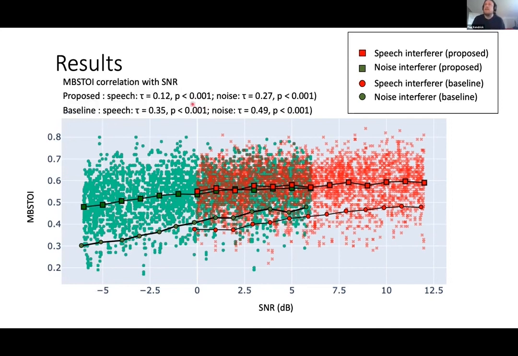I also calculated the correlations. There's a much lower correlation between the MB-STOI measure and the signal-to-noise ratio, indicating this is a bit more robust to the signal-to-noise ratio than the baseline model. And then I also noted that the speech and noise are much closer, so there's less of a difference between speech and noise for this model than the baseline.